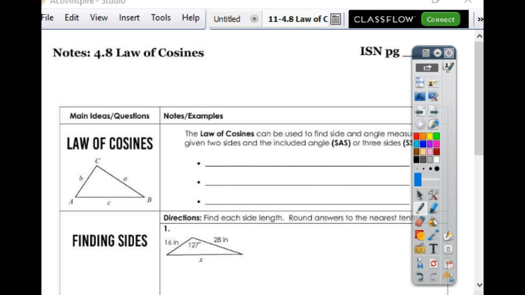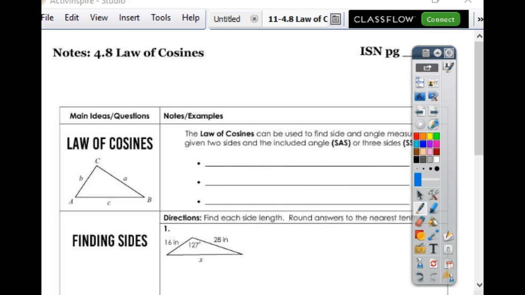Two cases are side-angle-side and all the sides. When that happens, we're going to use the law of cosines. It's just as easy as the law of sines, and we're not going to memorize it. There's a pattern to it.